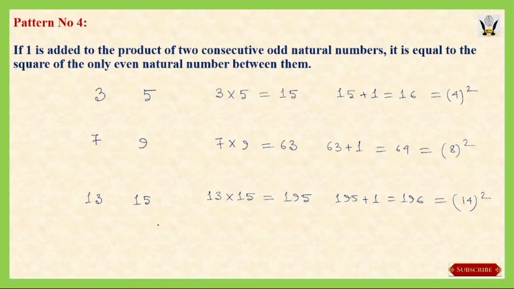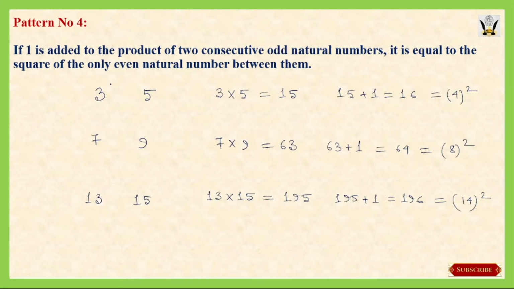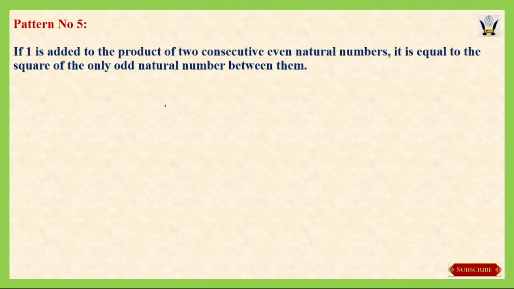Now we will see the next pattern of square numbers, and that says that if 1 is added to the product of two consecutive even natural numbers, then that will be equal to the square of the only odd natural number between them. So it is just the opposite to the previous pattern. In the previous pattern, we took two consecutive odd natural numbers, and then we multiplied them, and then we added 1 with that, and then we saw that this is the square of the only even number between them. And this time we will choose first the two consecutive even natural numbers.